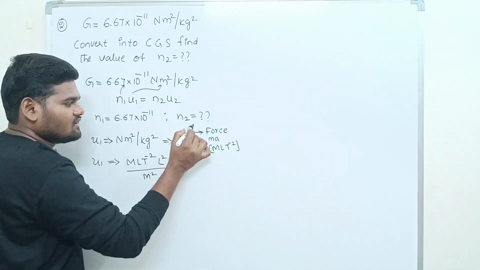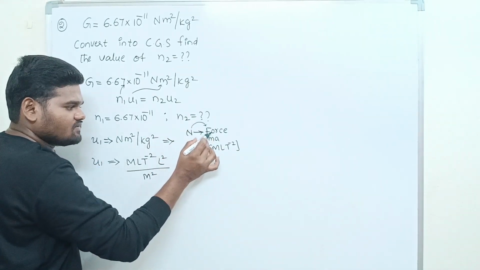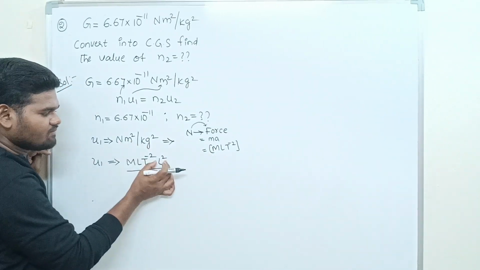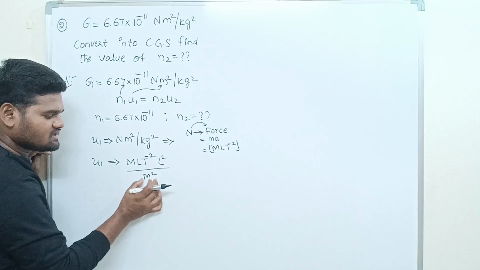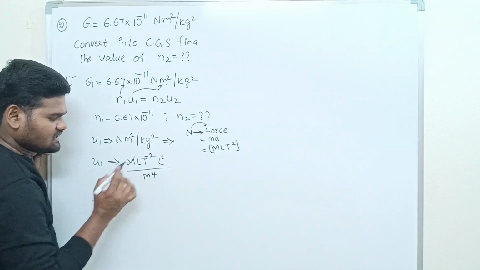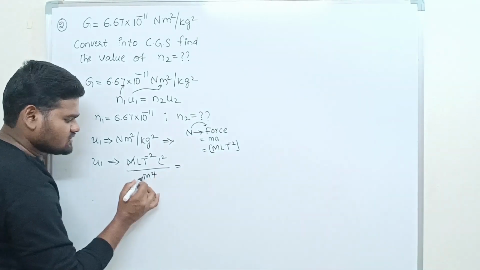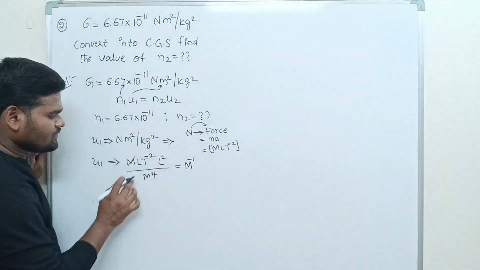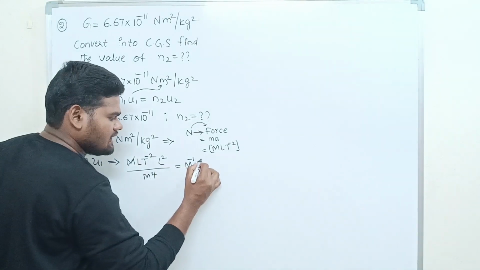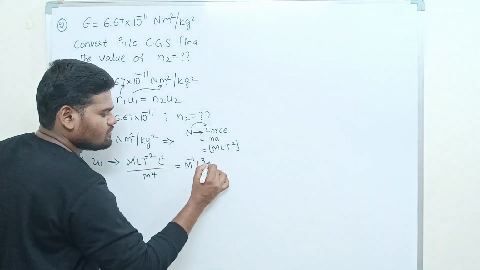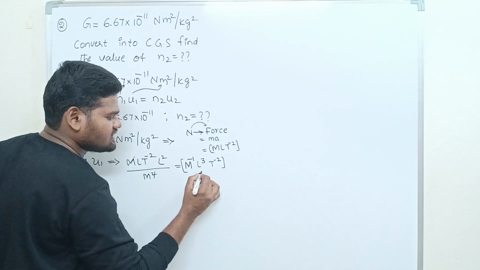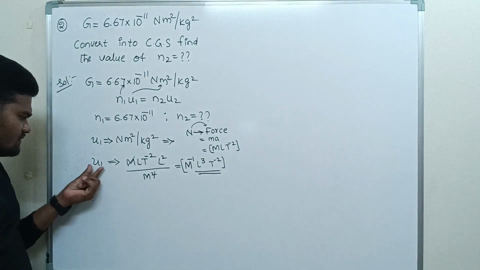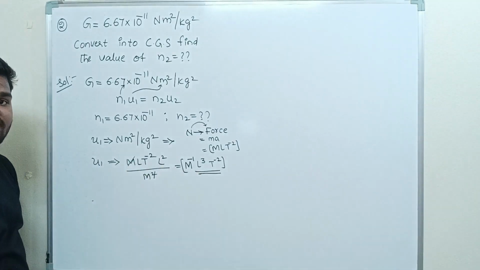Are you getting it? I have just written the dimensional formula for this. N is the unit for force. Force, what is the dimensional formula? M L T power minus 2. Meter square divided by kg square, mass square. So mass gets cancelled out. If M square comes to the numerator, it becomes M power minus 1. L square into L, L cube, T power minus 2. So this is the dimensional formula in unit 1. Okay, for U1 these are the dimensional formulas.